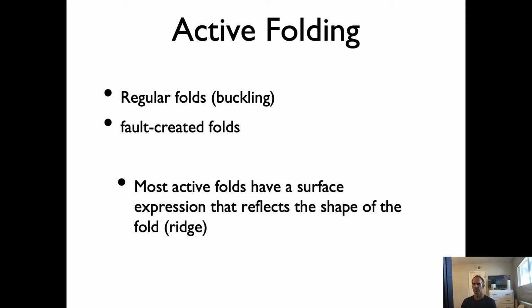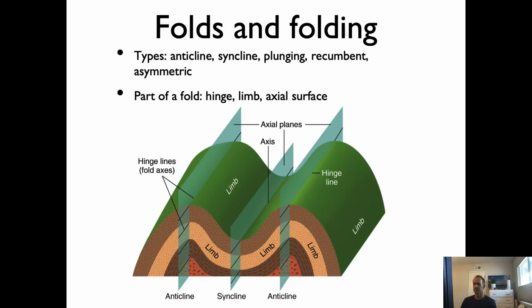That's what I'm going to concentrate a little bit more on today, because this is somewhat common in Southern California. Most active folds, and when I say active, I mean that they're moving now or they've moved in the last 10,000 years in the Holocene. So we're not talking about folds that formed millions of years ago. But most active folds tend to have some sort of surface expression. In other words, you see a fold in the landscape that sort of reflects the shape. So you have a ridge showing the location of an active fold.